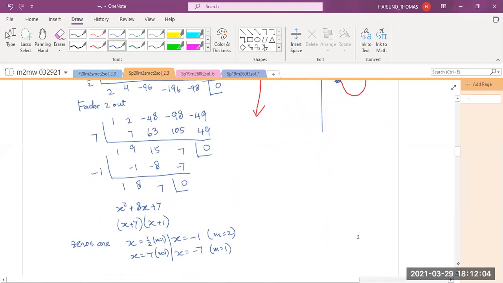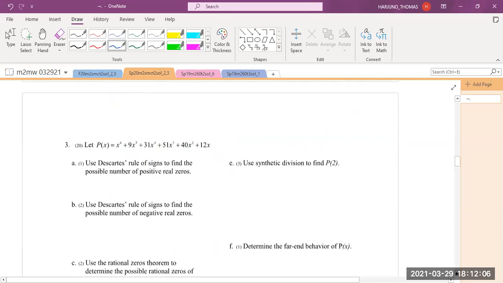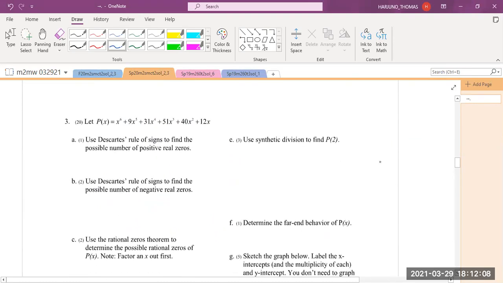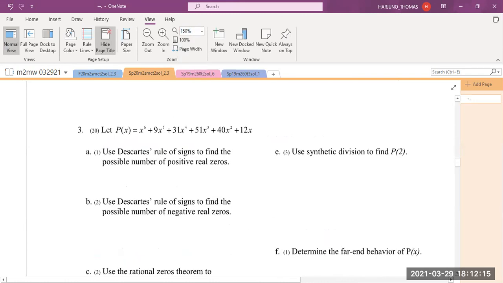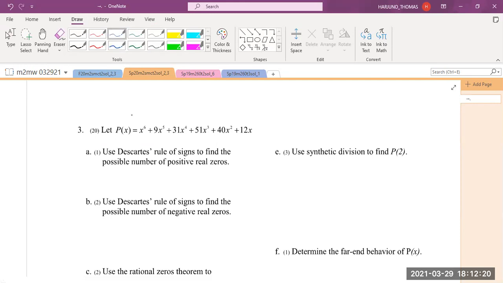Let's go on with number 3. This is x to the 6. Let me enlarge this a little bit more. That's x to the 6. Okay, use the Descartes rule of signs to find the possible number of positive real zeros. There's no change of sign I see here. So there will be no positive zeros.